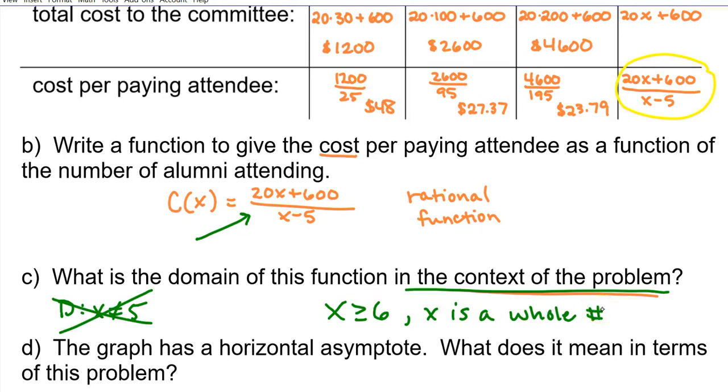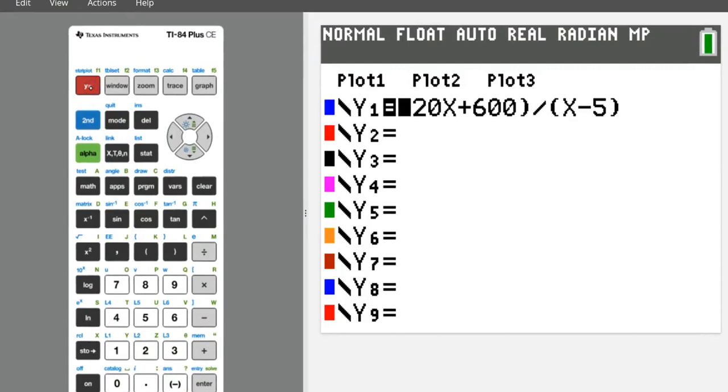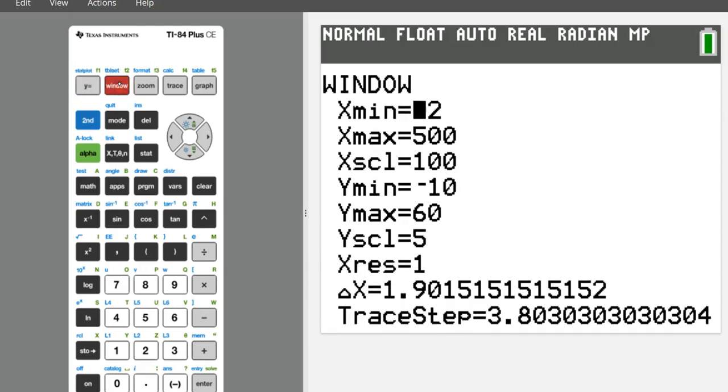Okay, the graph has a horizontal asymptote. What does it mean in terms of this problem? So I'm going to go ahead and pull up my graphing calculator. And here's the function already typed into the calculator. And then thinking about what would make sense for a window, since x is the number of attendees, I let x go from -2 to 500. Now, we know it's not going to be a negative number of people, but I'd just like to put a negative number in my calculator so that I can see the y-axis when I graph.